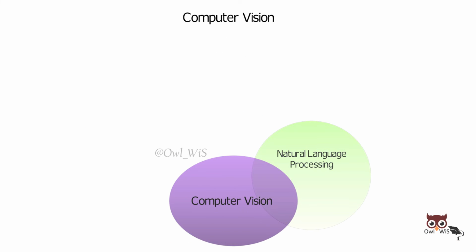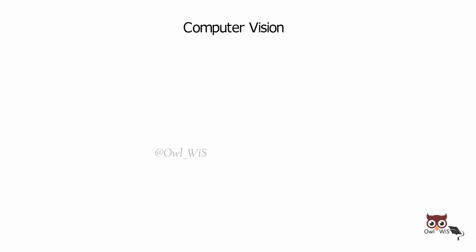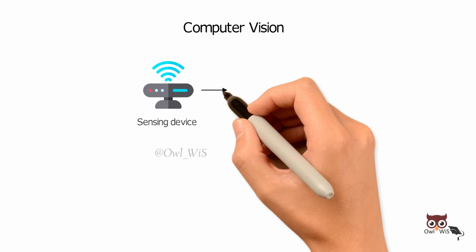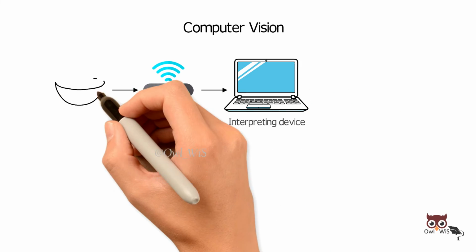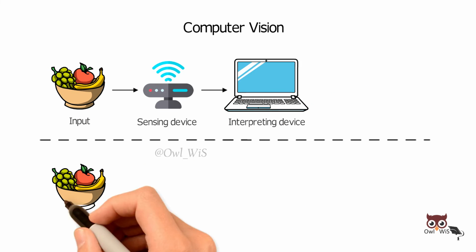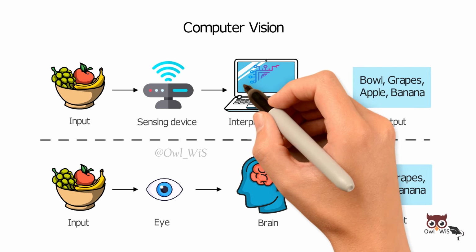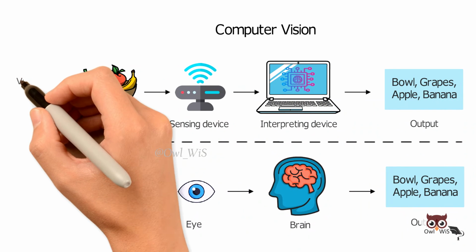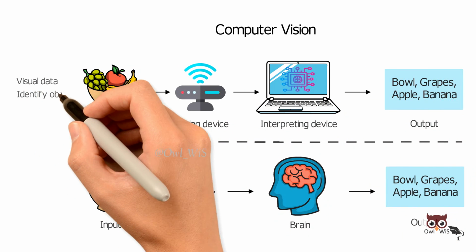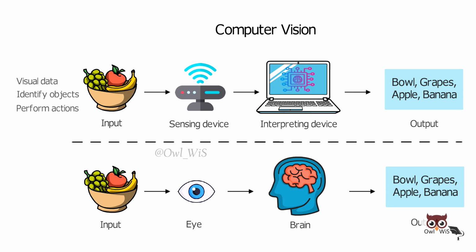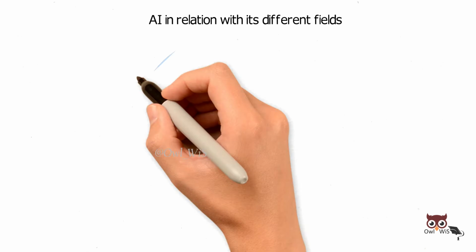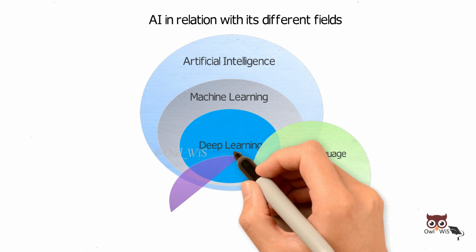Computer vision. Computer vision is a field of artificial intelligence that enables computers to see and interpret digital images and videos similar to how humans see and understand their environment. It uses machine learning algorithms to analyze visual data, identify objects, and perform actions based on what it sees. This was AI in relation with its different fields.